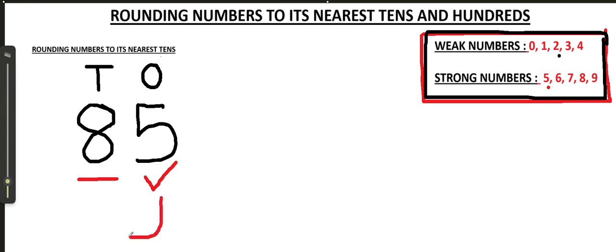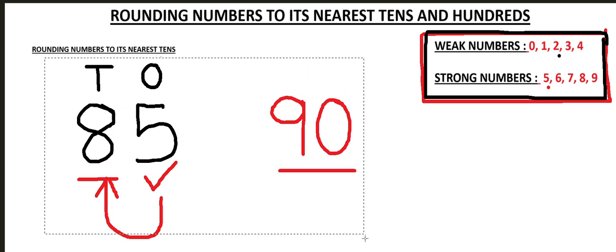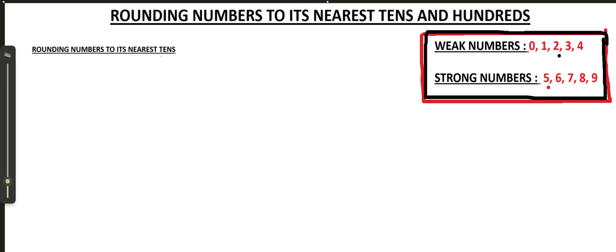So 5 is going to use all its might to push 8 and turn that into a 9. It will be successful in doing that just because 5 is a strong number. So 8 has changed to 9. 5 has drained all its energy and has changed to a 0. So 85 rounded off to the nearest tens would be a 90. Okay? Now I move on to the next 2-digit number, which can be used to round it off to the nearest 10. I have a number 99.